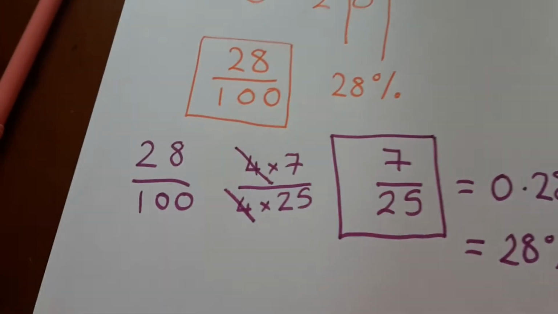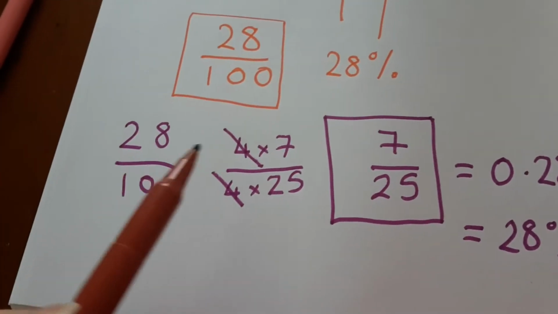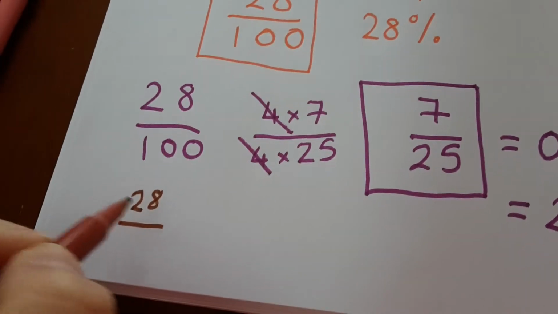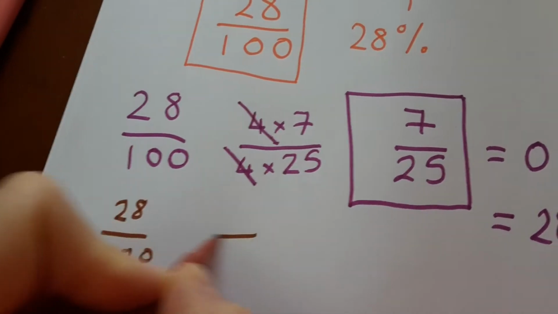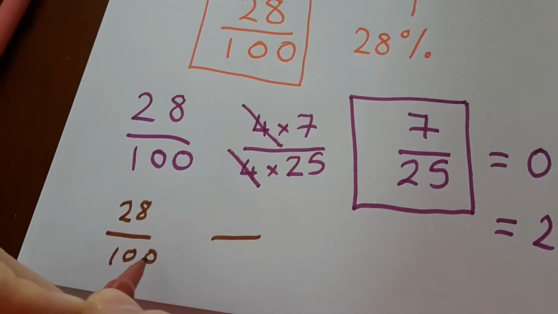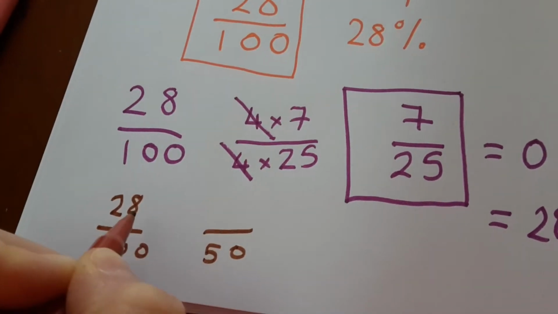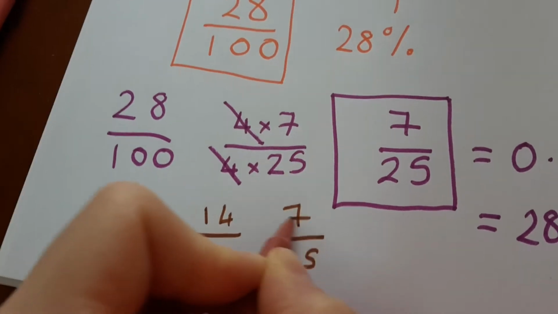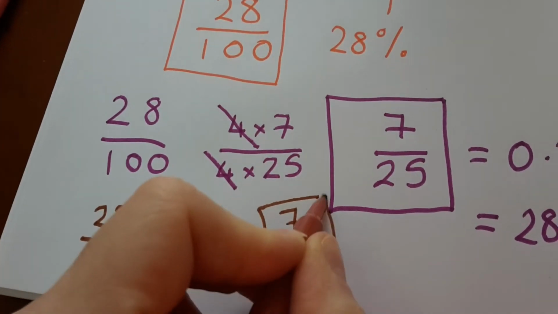Now if you didn't spot that 28 was in the 4 times table, you could have just kept dividing by 2. So this would have given us 100 divided by 2, which is 50, 28 divided by 2, which is 14, and then divided through again to end up at the same answer.